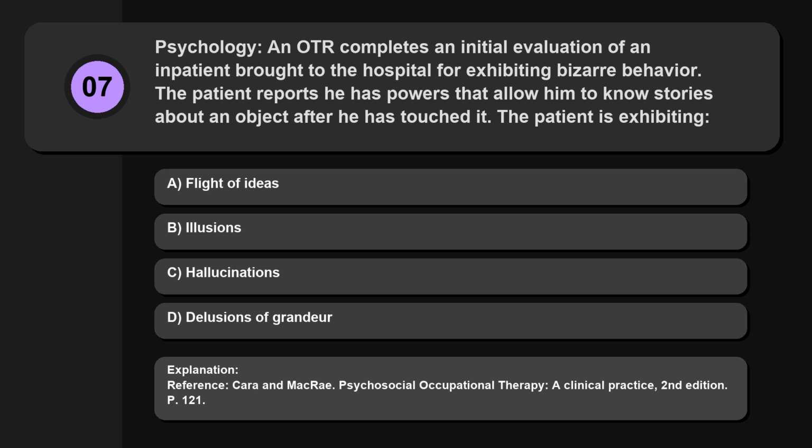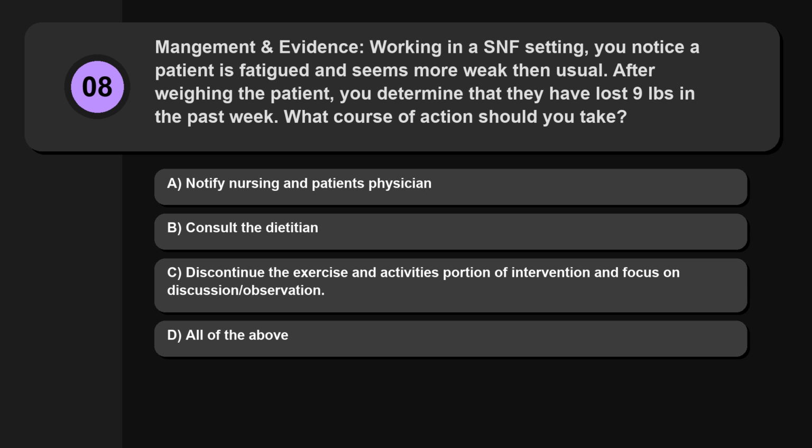p. 121. Question 8. Management and evidence. Working in a SNF setting, you notice a patient is fatigued and seems more weak than usual. After weighing the patient, you determine that they have lost 9 pounds in the past week. What course of action should you take?